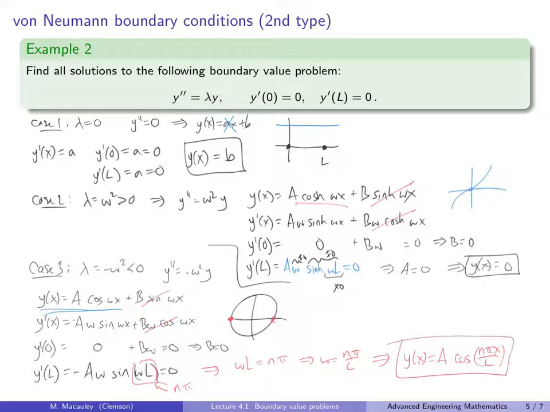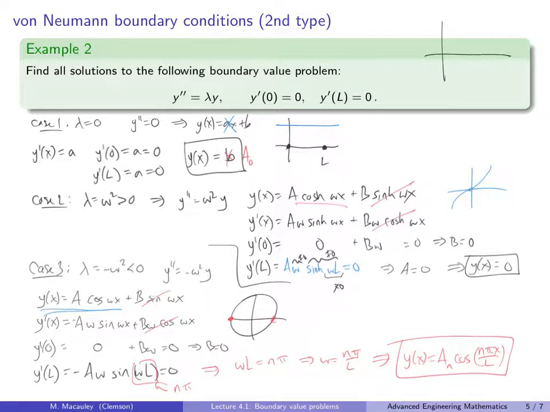Okay, so there we go. And let me call this a sub n because we get a different constant for every n. And then we have this constant term. Maybe I should have called this, instead of b, maybe I should have called this a naught. How about that? Okay, so let's compare what we did here and what we did in the previous slide.